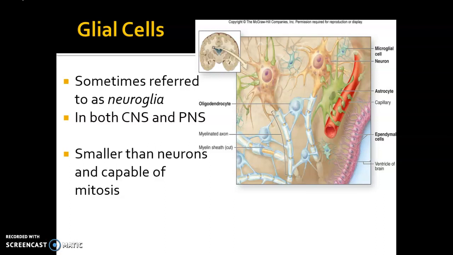Neurons can be excited. They can carry electrical impulses in the form of action potentials. Glial cells don't do that. They usually nurture and nourish the neurons. That's a function of the glial cells. Okay.